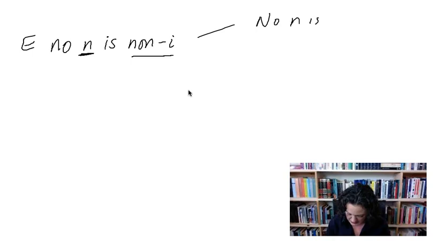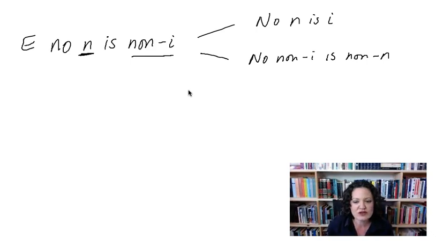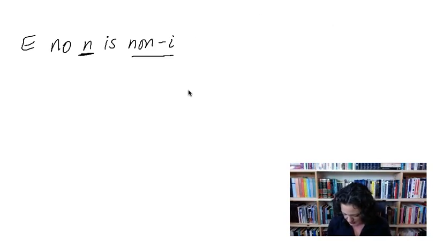That is messy because look, it doesn't fit on my original. This is an E statement. It doesn't fit on my original E, which says no N is I, and it doesn't fit on my full contrapositive, which says no non-I is non-N. So it's neither of those, which means that's the clue for me to do something to it. So I have to obvert it or convert it.